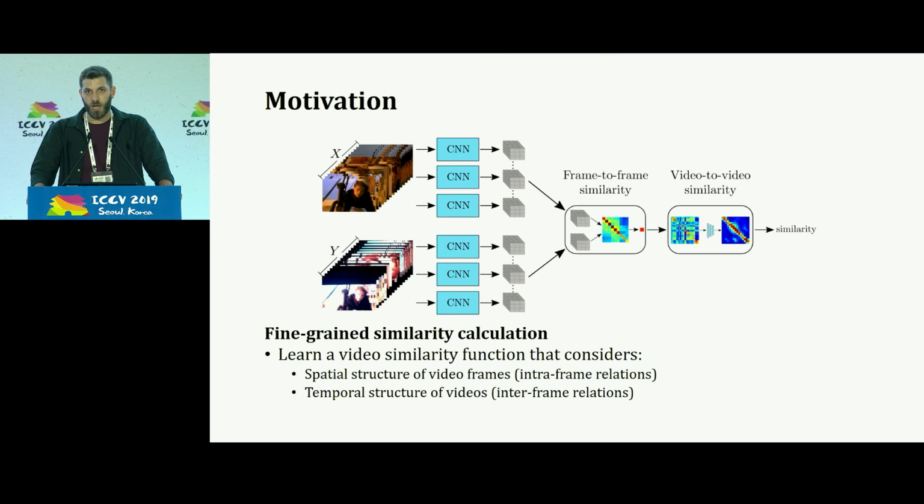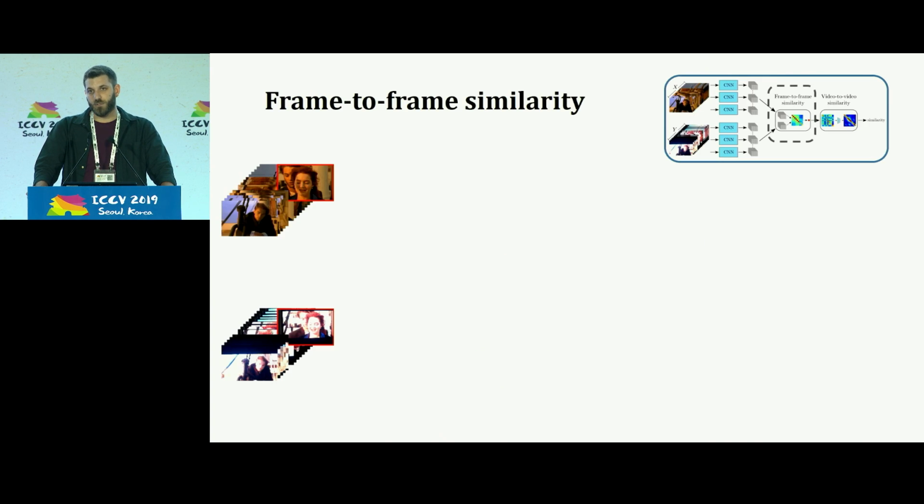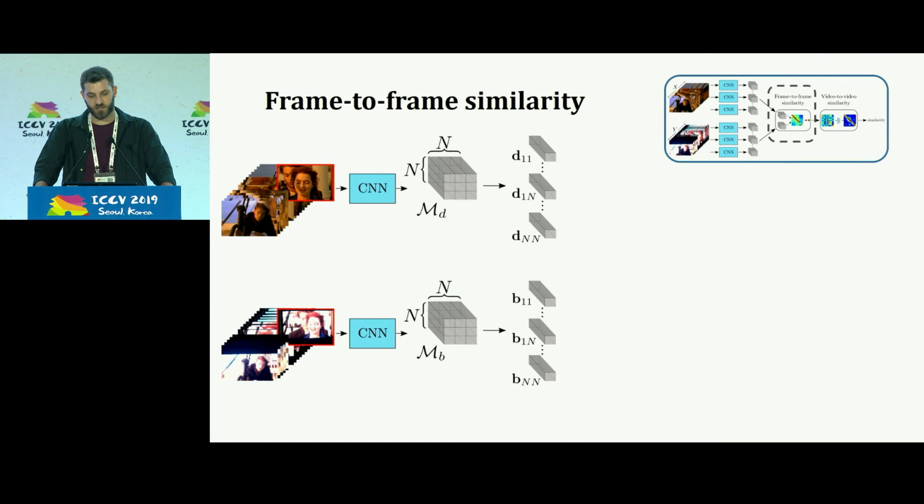To this end, our goal is to address these limitations and learn a similarity function that respects at the same time spatial and temporal information of videos. We achieve this by calculating the frame-to-frame similarity that respects frame structure and use it in order to learn a video-to-video similarity function that considers the temporal structure of videos.